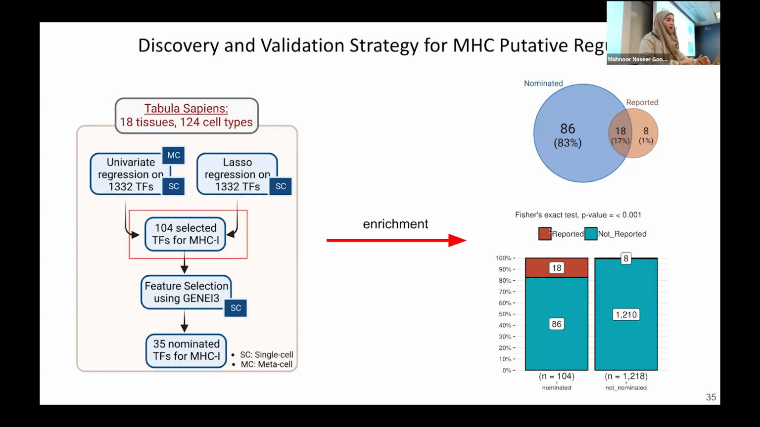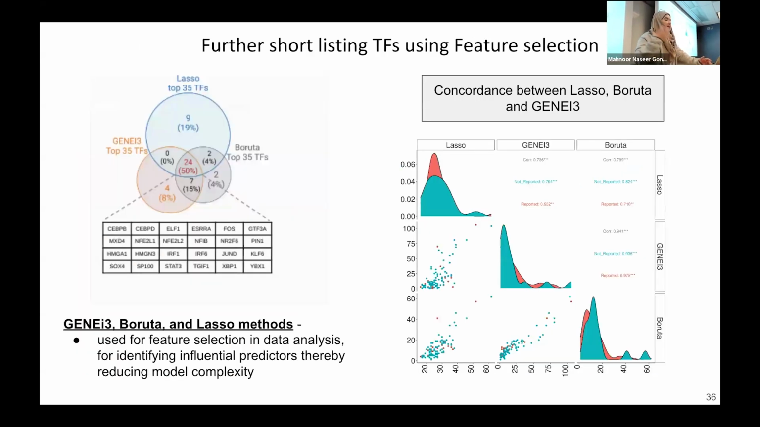So our enrichment analysis showed that we do have a strong enrichment, at least the p-value is significant in terms of reported. So 18 transcription factors that were previously reported to be regulating MHC class 1 existed in our 104 selected transcription factors as well. So this basically gave us confidence that our pipeline is working in nominating MHC class 1 molecules.